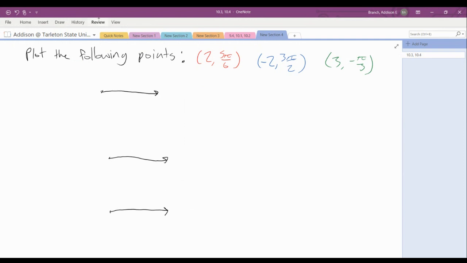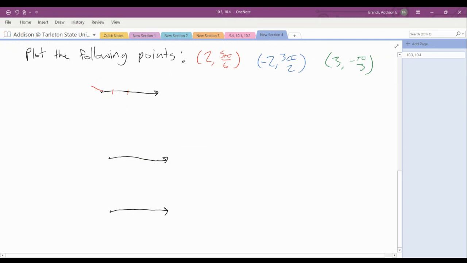All right, so let's go ahead and start with our (2, 5π/6). So this one's simple enough. Everything's positive. So what we do is go 1, 2 units over, and then we travel 5π/6 radians. But we have to make sure we keep that distance the same. So this is about 5π/6. Well, actually, a little shallower than that, but there we go.